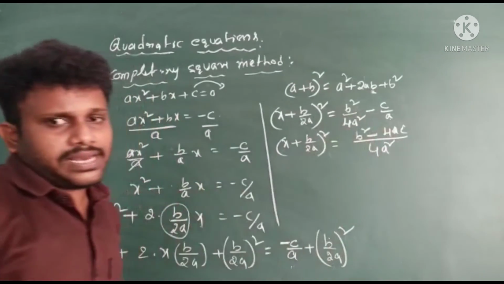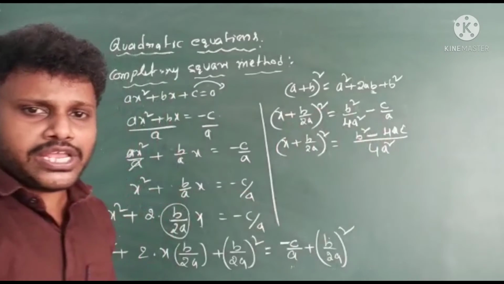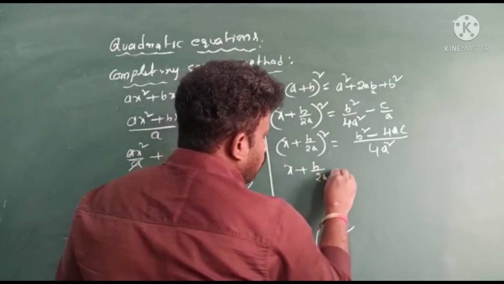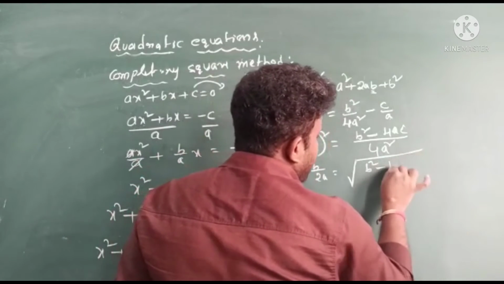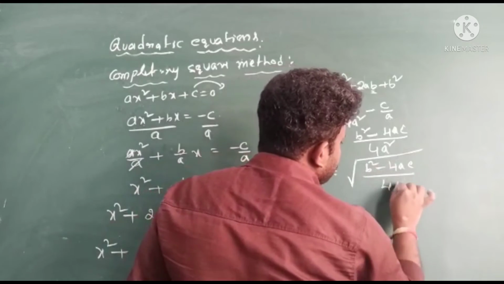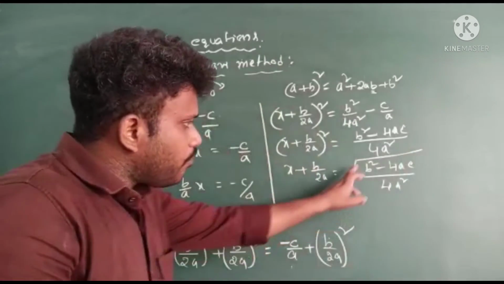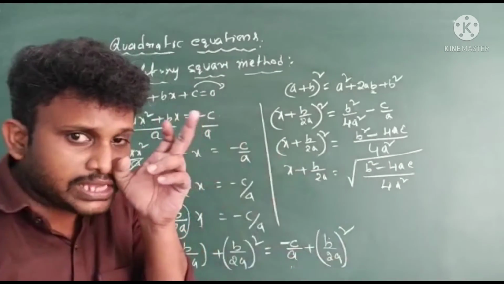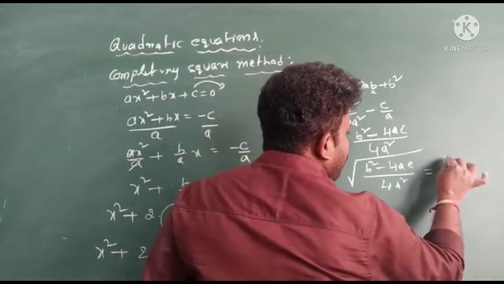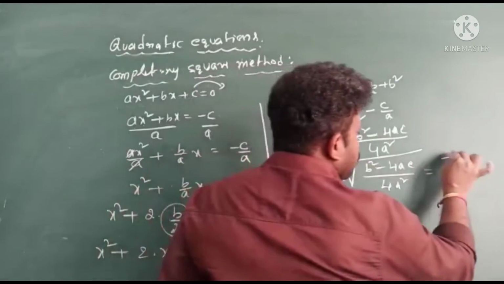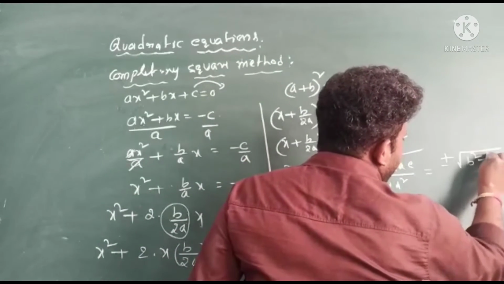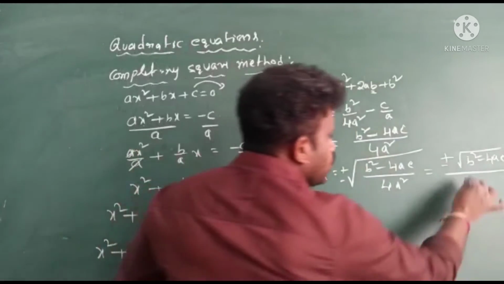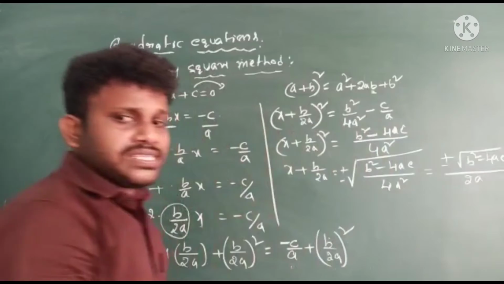Now transpose the square to that side. When you transfer the square to that side, it becomes a root. So x plus b by 2a is equal to the square root of b square minus 4ac by 4a square. Now what is the square root of this? For the numerator we can't get the square root, but the denominator's square root, the square root of 4a square, can be written with plus or minus. So plus or minus root of b square minus 4ac by, the square root of 4a square, which is 2a.